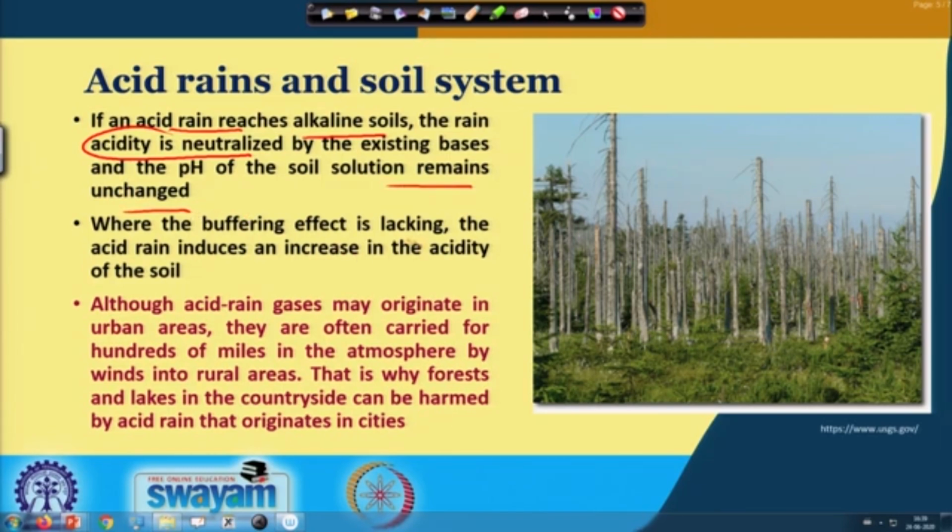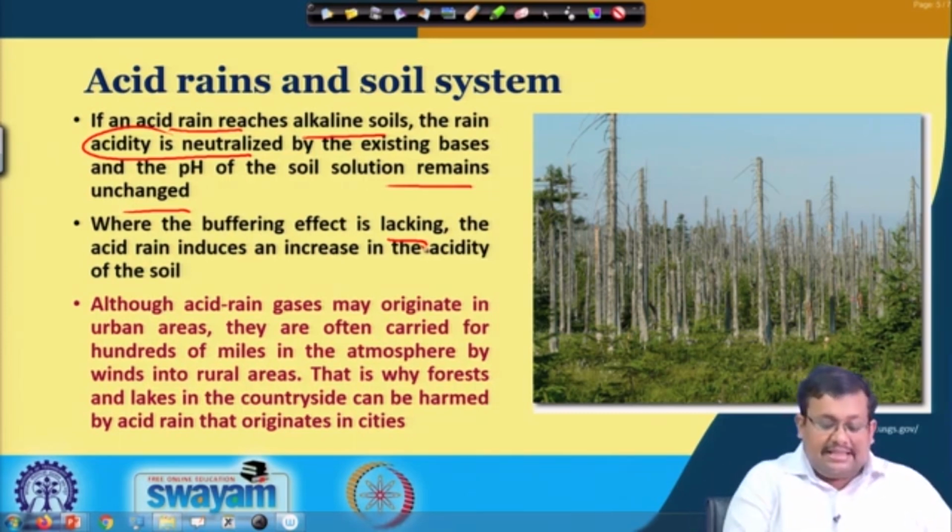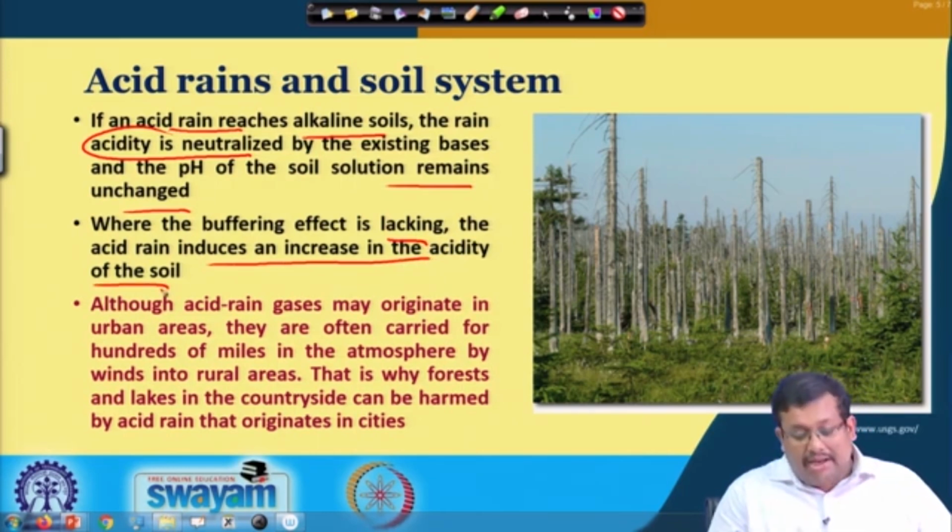Where the buffering effect is lacking, let us consider a soil where the buffering effect is low, for example, a soil which has a low amount of clay or low amount of organic matter. These soils lack buffering capacity. So, when there is acid rain on this type of soil, the acid rain induces an increase in the acidity of the soil.